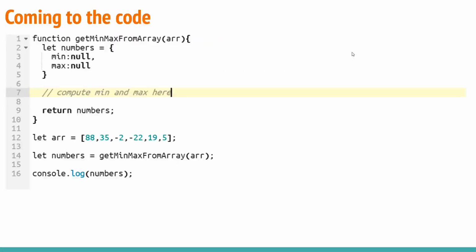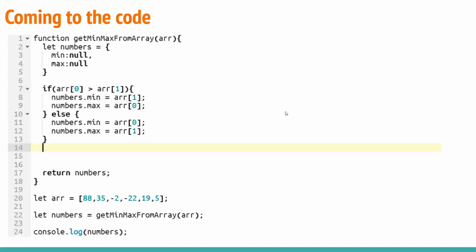Coming to the code, we'll start by writing a function called getMinMax from array, which will receive an array and it will contain a number JSON object which will have two properties, min and max, which will be pointing to null. It will return the numbers JSON object itself and we'll be declaring an array, as you can see, which have some values. We'll also define numbers variable which will receive value whatever is returned from getMinMax from array, and finally we'll print out the numbers itself.